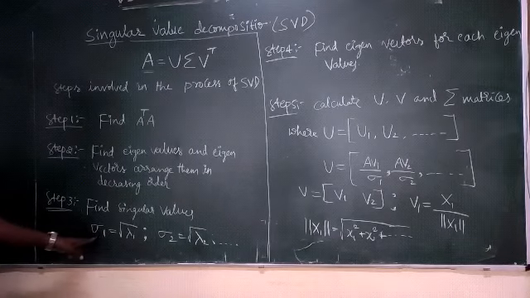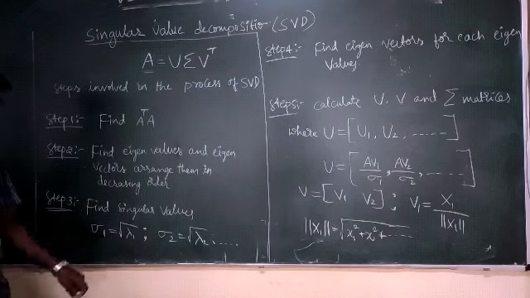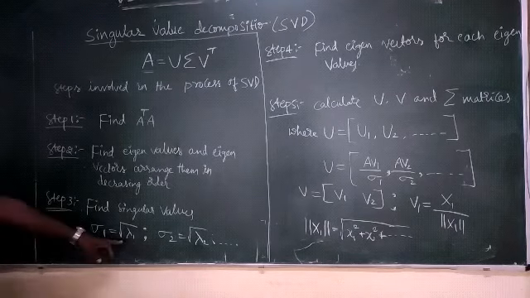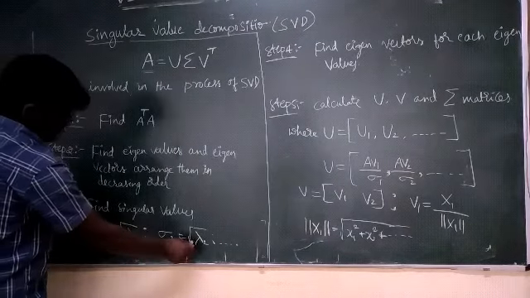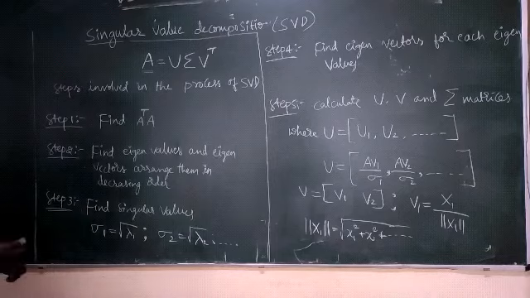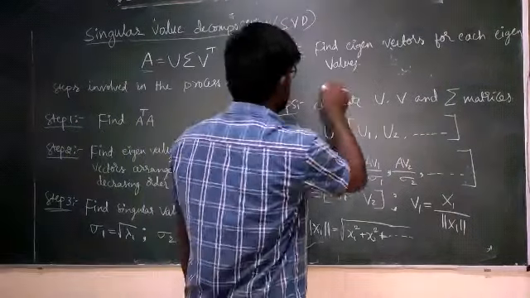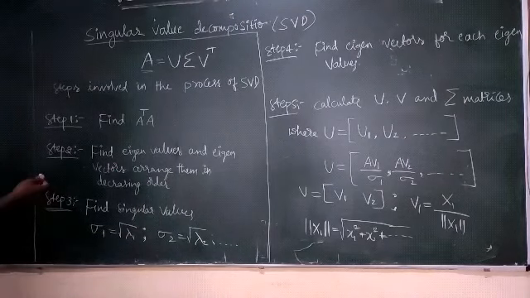Using eigenvalues, we find the singular values. Singular values are denoted by sigma. Sigma 1 is equal to root of lambda 1, where lambda 1 is the eigenvalue, and sigma 2 is equal to root of lambda 2, lambda 2 being the eigenvalue, and so on. In step 4, find the eigenvectors for each eigenvalue, the eigenvectors corresponding to the eigenvalues.